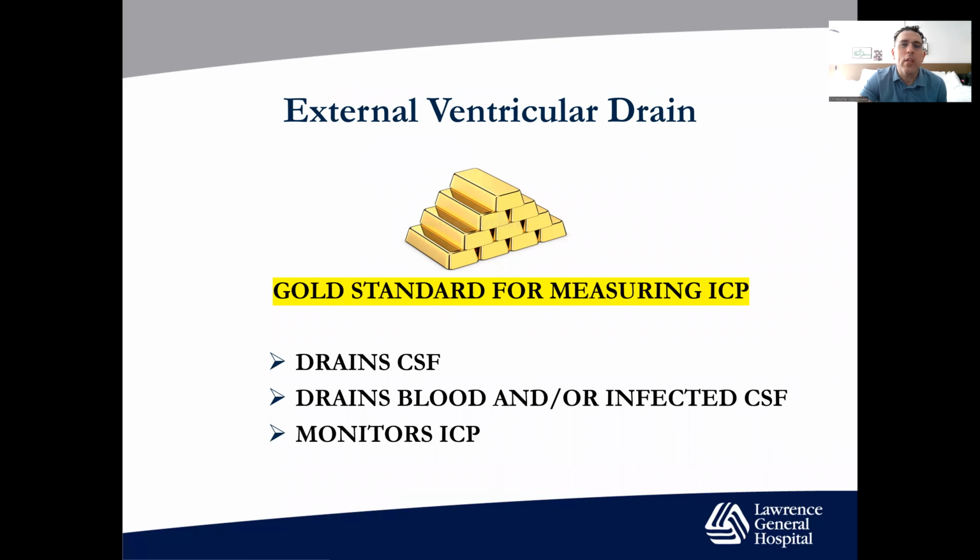So the extraventricular drain is really the gold standard for measuring ICP as well as draining ICP. But I'll mention a little while later that there are other ways to measure ICP, such as optic nerve sheath examinations, transcranial Doppler examinations, even lumbar drainage. But this really is the gold standard. And so we can then drain CSF, we can drain blood or infected CSF products, and we can monitor ICP.